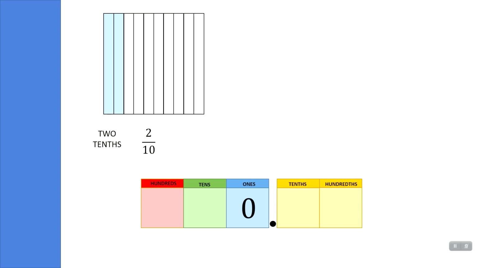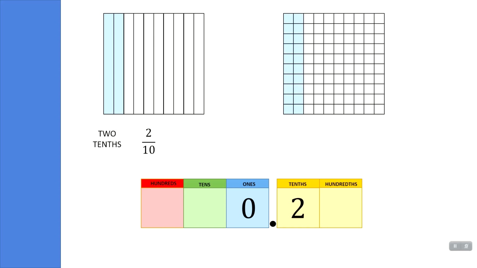Let's look at another diagram that has 10 strips and 2 of them are shaded blue. We know that that represents 2 tenths. And in the place value chart, we would write 2 in the tenths column. That's easy. Now let's look at a diagram with 100 squares. The first 2 columns are shaded, and we know each column is 10. So therefore, we have 20 squares, and that makes 20 hundredths.